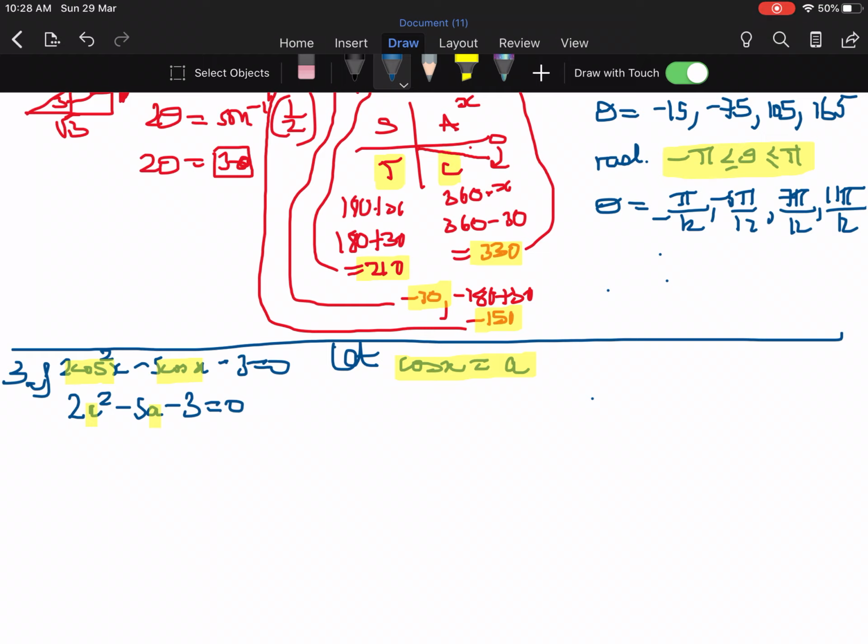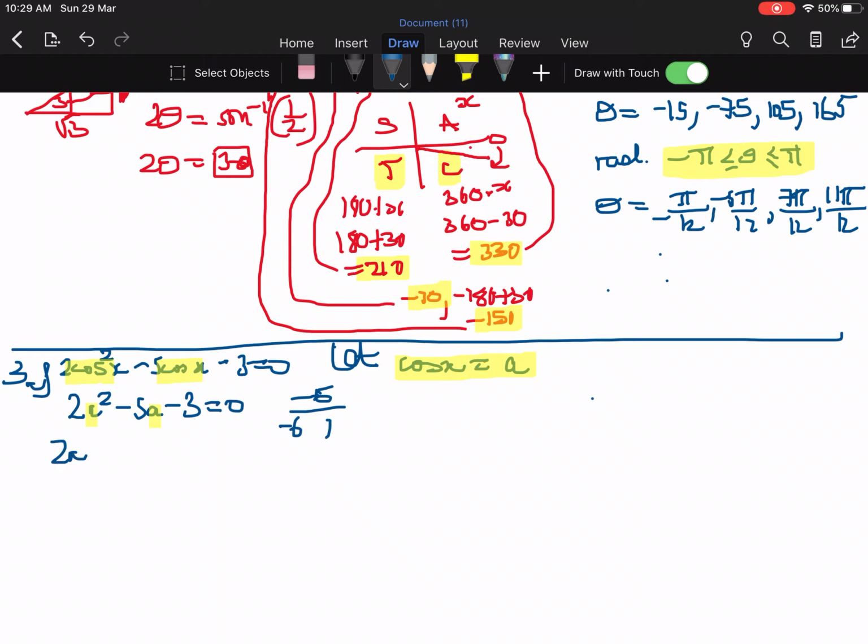So I've got 2a squared minus 5a minus 3. How do you factorise? I want it into double brackets. So I'm going to multiply the 2 with the minus 3, which gives me minus 6. What multiplies to make minus 6, but adds to make minus 5? Well, that's minus 6 and 1.